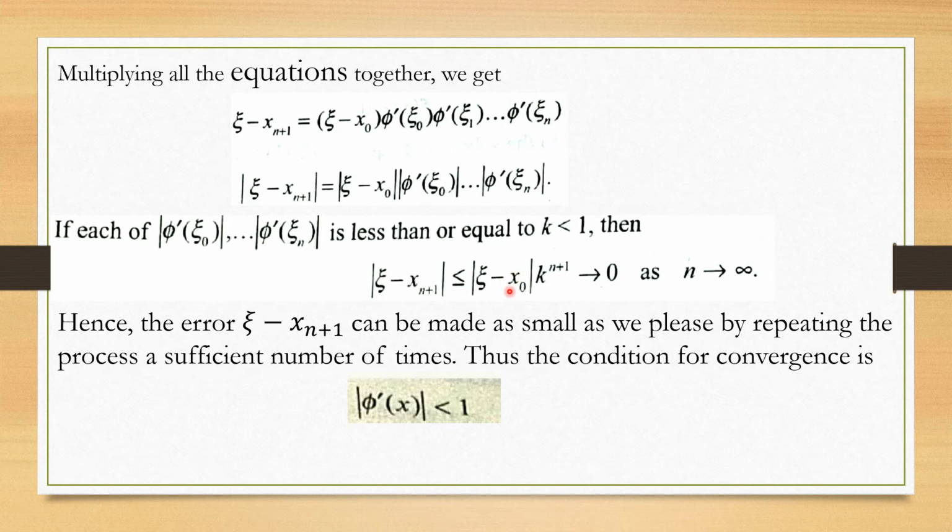Thus, the condition for the convergence is |phi dash(x)| less than 1, because this error approaches 0 when all these derivatives are less than 1. Therefore, the condition for the convergence is |phi dash(x)| less than 1, where x may be any value in the neighborhood of the desired root.